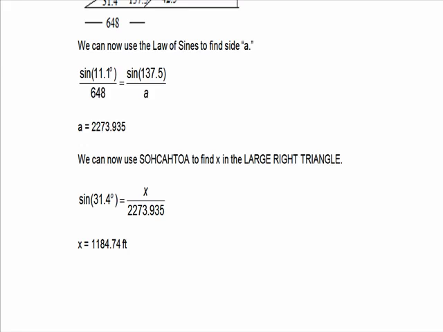is 1,184.74 feet. Not all that complicated. It is significantly easier than trying to use SOHCAHTOA multiple times. Again, go back and redo the problem and make sure you feel comfortable with the approach that we used.